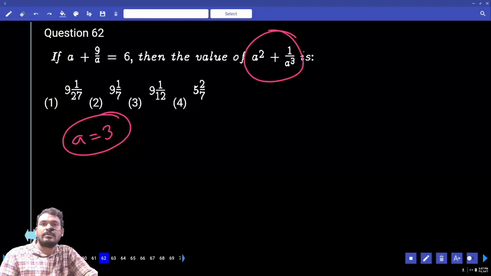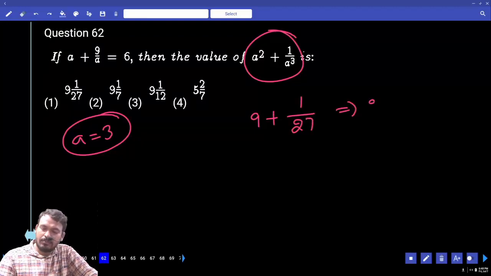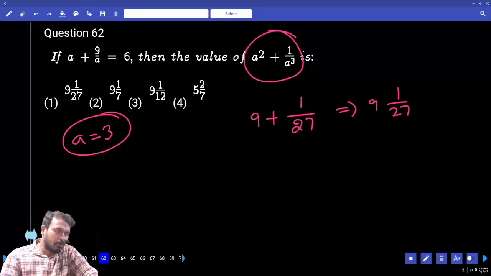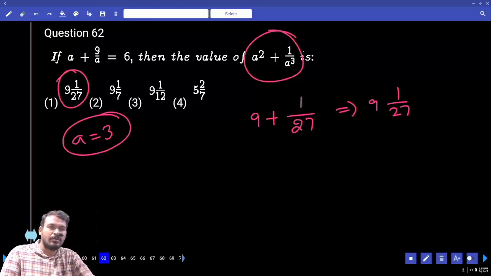a square plus 1 by a cube. What is a square? 9. 1 by a cube means 1 by 27. What is the answer? 9. Integer and fraction, both adding, it will be a mixed fraction. What is the answer? 9 1 by 27.